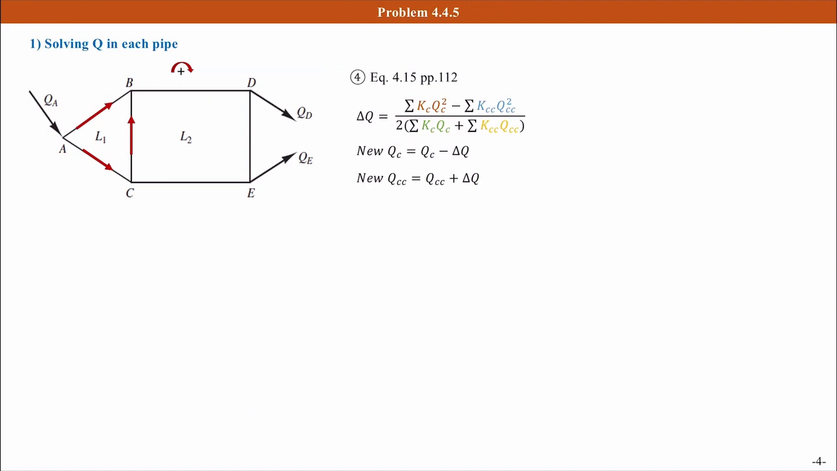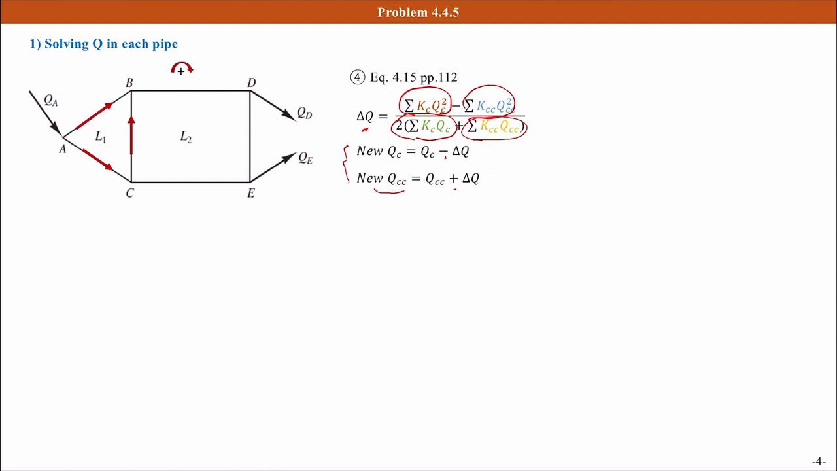After we get the value of K, then we can start to calculate the flow rate in each pipe. We assume clockwise is positive, then we can apply equation 4.15 to calculate delta Q. To do that, we need to calculate these 4 terms separately and then bring the values back to this equation. After we get the delta Q, based on their directions, we use the original flow rate minus or plus the delta Q to get a new flow rate in each pipe.